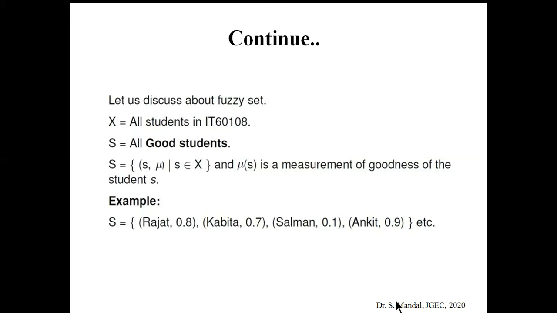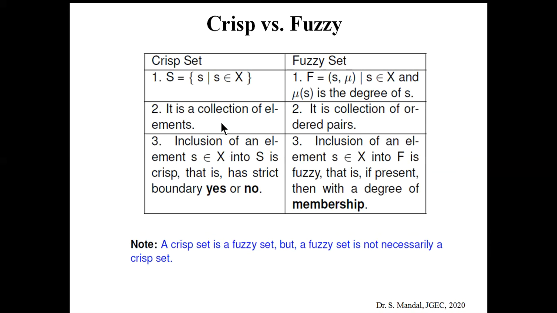So you can say that if Ankit is the topper, his goodness is the most, so its value can be given by 0.9. Okay, and like Salman, if he is the odd student, his goodness will be very low, that is given by 0.1, and in between them Rajat and Kavita lie, with goodness like 0.8 or 0.7. So basically this is nothing but a fuzzy set, where a fuzzy set is given by ordered pairs of an element and its membership function showing that it belongs to X. Okay, so here, crisp versus fuzzy set.